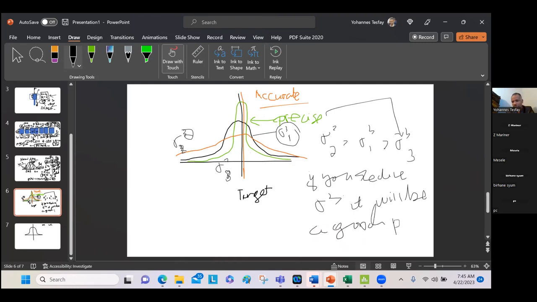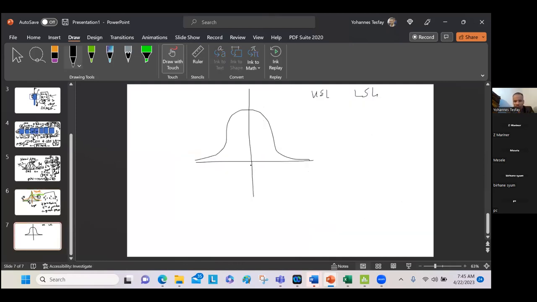A good process. This is what we know. Okay, that's what it is. So now this is your mean. That is your mean, that's the target. So if you move 1 sigma here, and another sigma from this direction, you are here in this region.